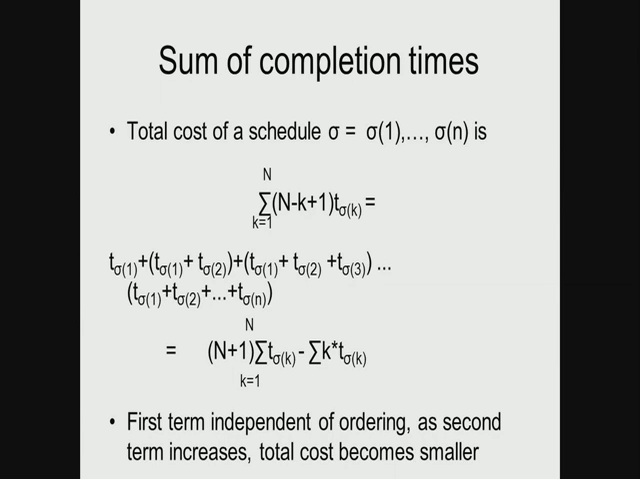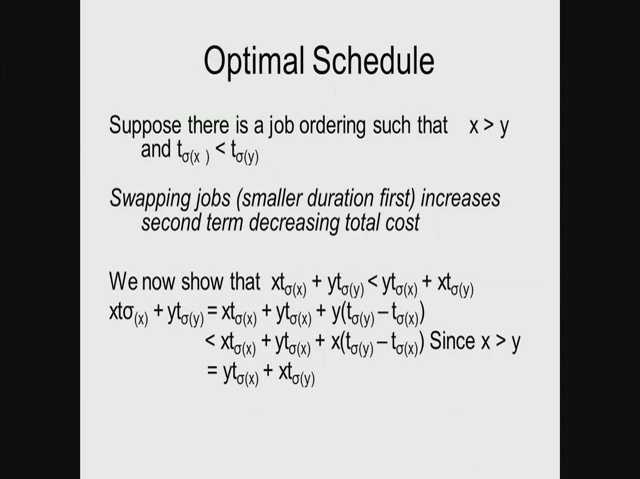Therefore, as the second term increases, the total cost becomes smaller. So let us see what makes the second term actually increase and therefore reduce the sum of completion times. So let us see a property of an optimal schedule.